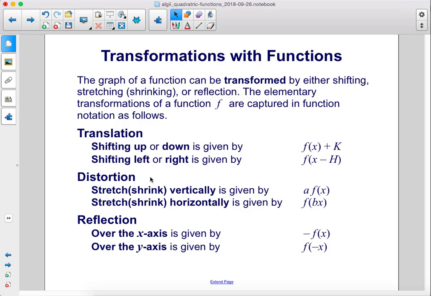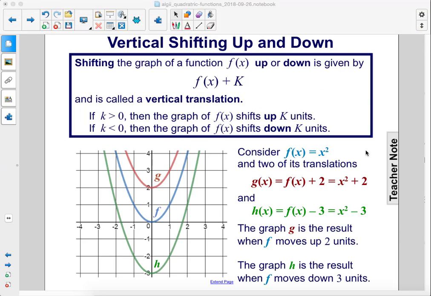Distortion. Stretching or shrinking vertically is given by a times f of x. Stretching or shrinking horizontally is given by f of bx. Reflection over the x-axis is given by negative f of x, and reflection over the y-axis is f of negative x.